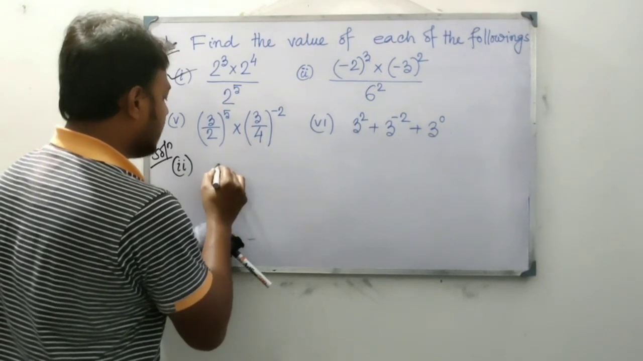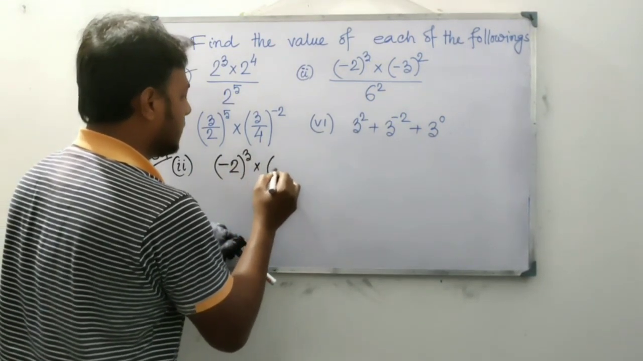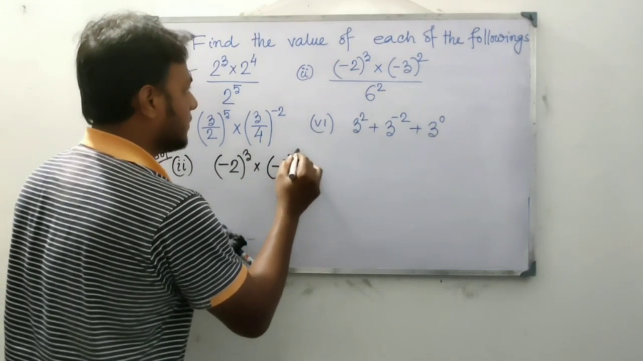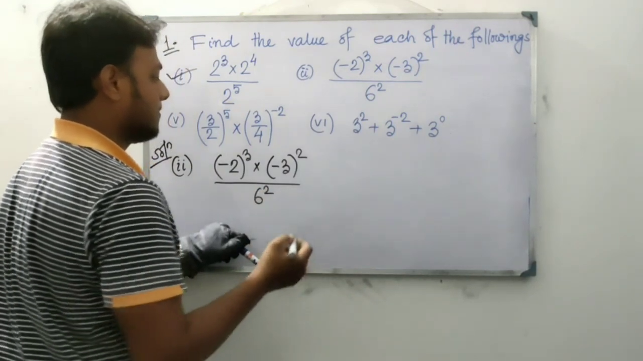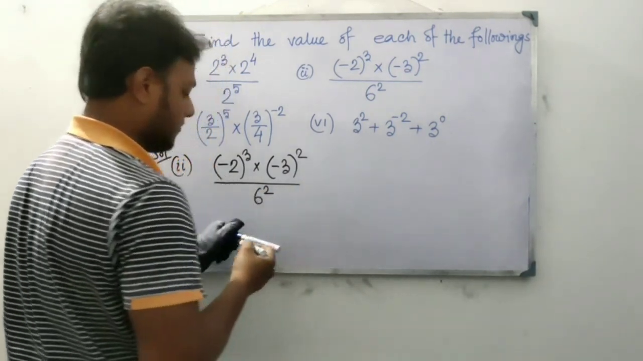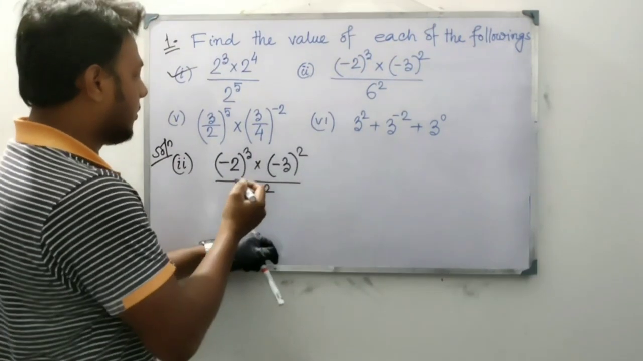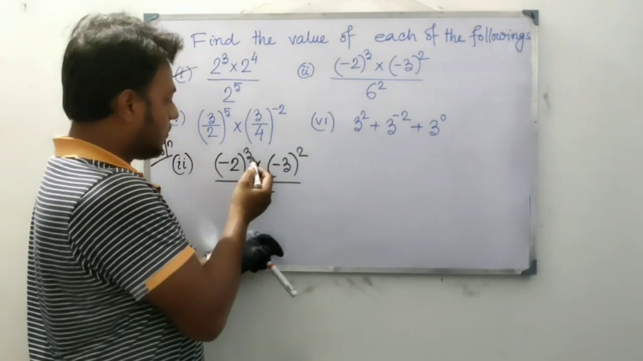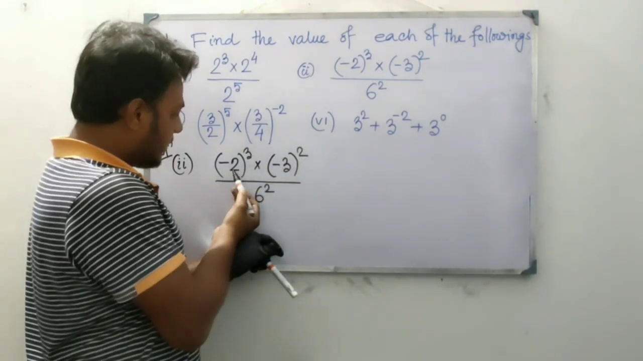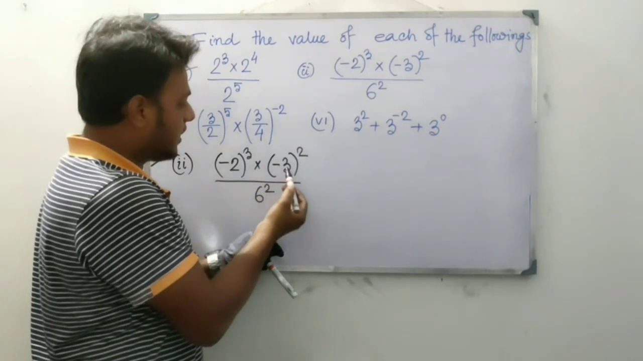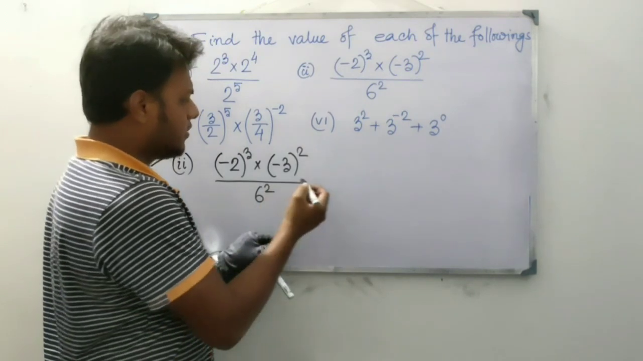For the second one, it is given minus 2 to the power 3, that means minus 2 cubed, into minus 3 squared by 6 squared. So you have to wait for a few minutes. Okay, second problem: minus 2 whole cubed into minus 3 squared by 6 squared. Since the first base is minus 2 and the second base is minus 3, we could not apply the law of indices. So what will we do?